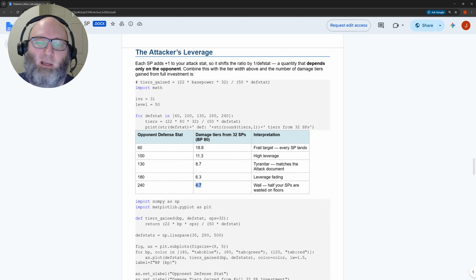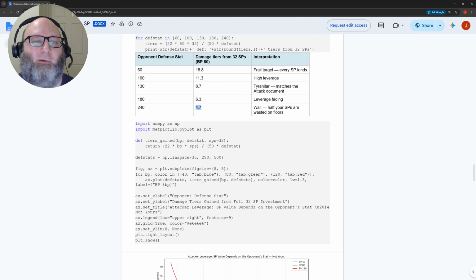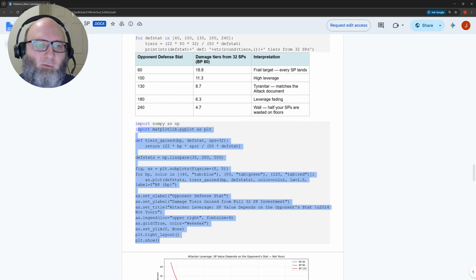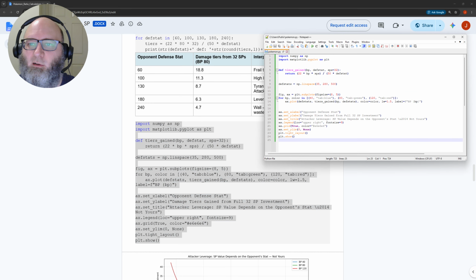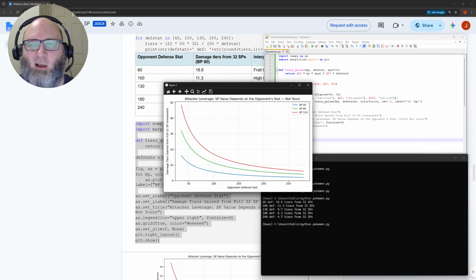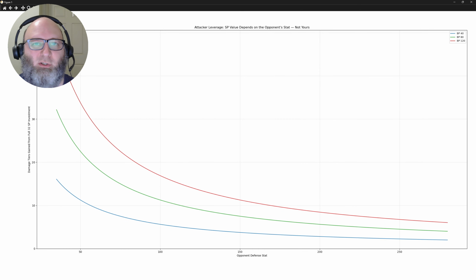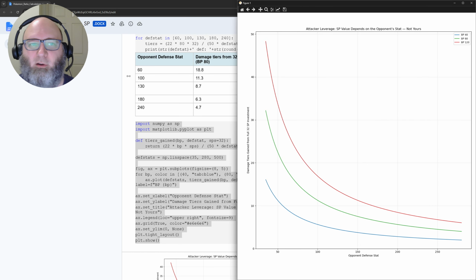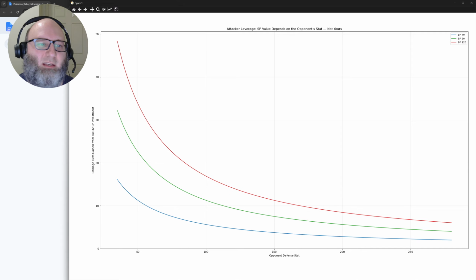Investing further just becomes harder and harder to yield return because of the ratio. And again, we've got another graph here. If you love graphs, you can see that renders here. This is that attack leverage, and I'm blocking a little bit of it. Again, damage tiers gained from the full 32 investment against each of the tiers. You can see base power 40 down the bottom, base power 80, and base power 120 at the top.